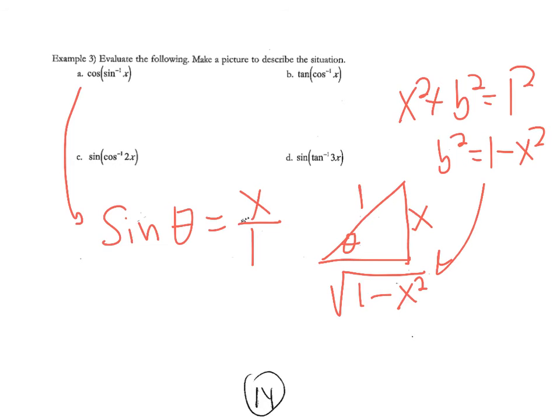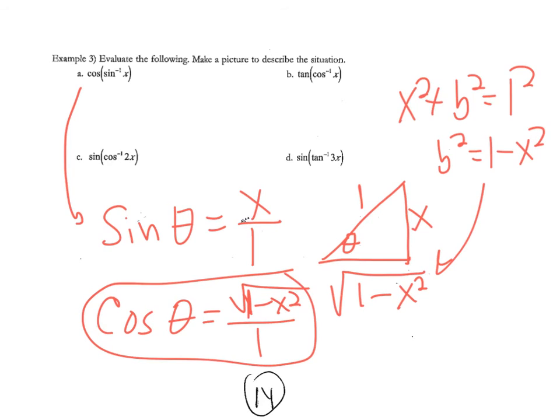Just in case I'm going too fast. So then we ask, what's the cosine of this angle? Well, the cosine of this angle is going to be the square root of 1 minus x squared over 1, which we could write it that way. So that's what that becomes. Okay. So now, let's see, let's do the rest of these.